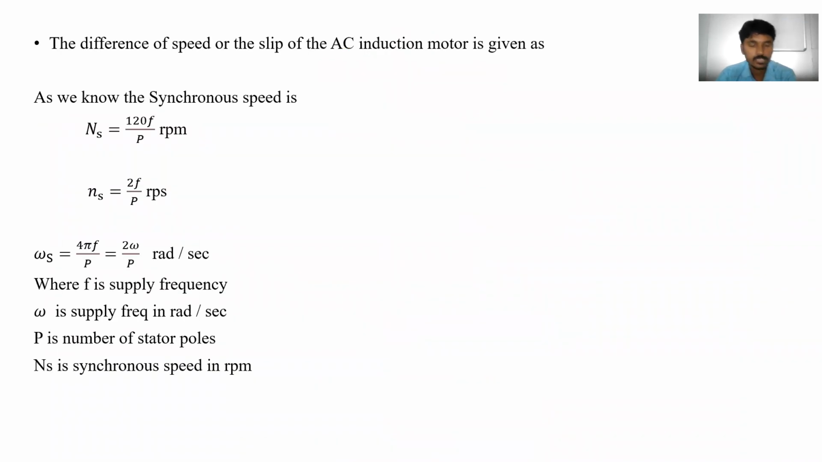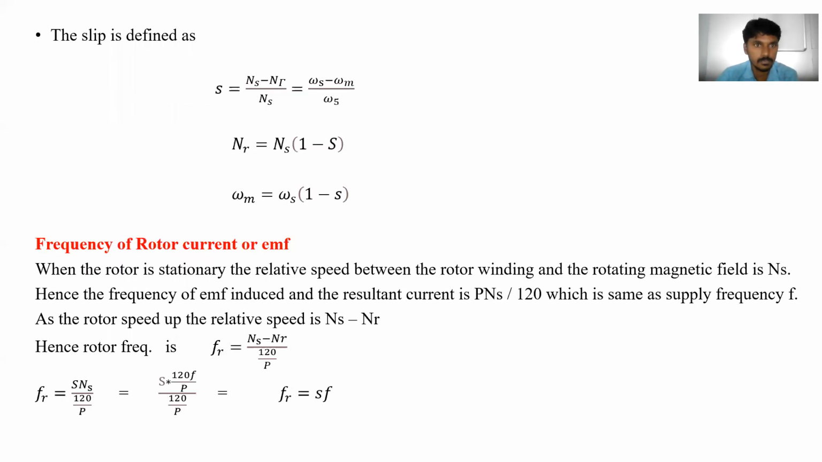Next, we have also seen some basic equations: synchronous speed in rotations per second, synchronous speed in rotations per minute, and in radians per second as well. And we have seen the definition of slip: S is equal to (Ns minus Nr) divided by Ns. So rotor speed Nr is equal to Ns into (1 minus S). Motor speed in radians per second, omega m, is equal to omega s into (1 minus S).